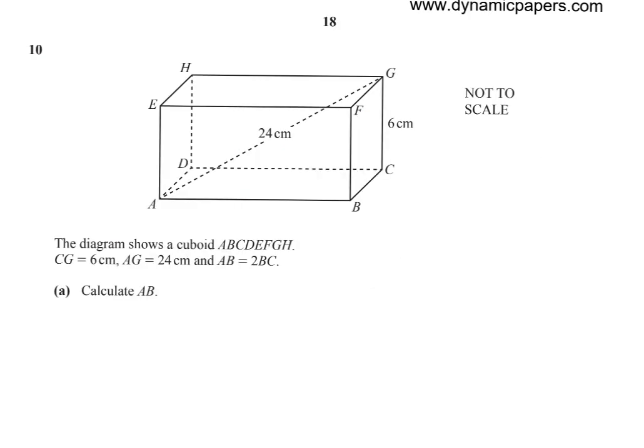Number 10. The diagram shows a cuboid. CG equals 6 centimeters, AG equals 24 centimeters. This is the diagonal of the cuboid. And AB equals twice BC, 2 times BC. Calculate AB. We need to find AB. So if we consider that BC equals x, then AB equals 2x.